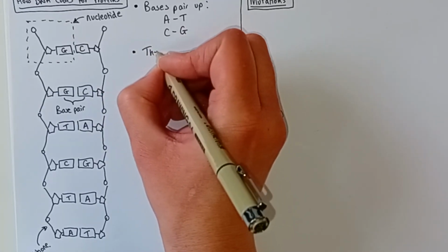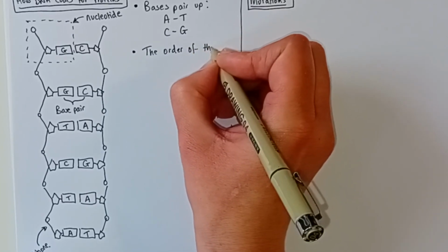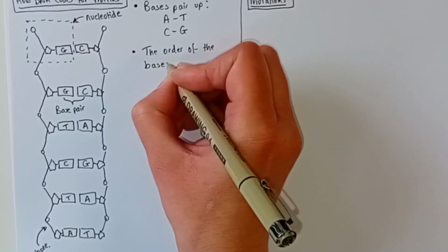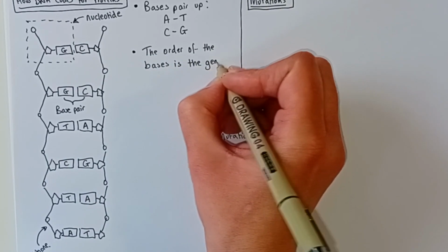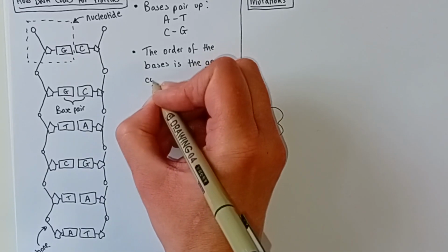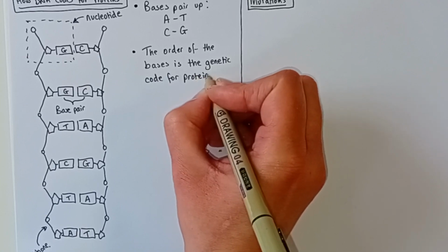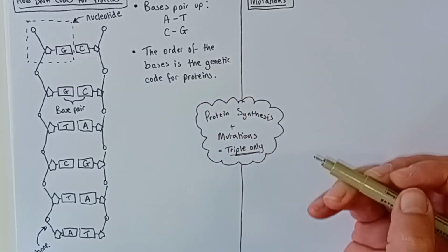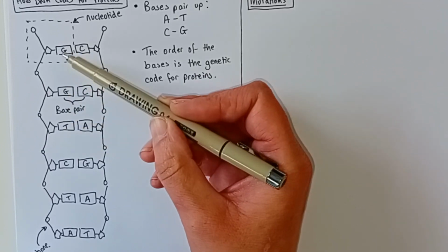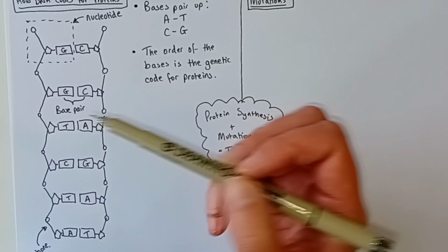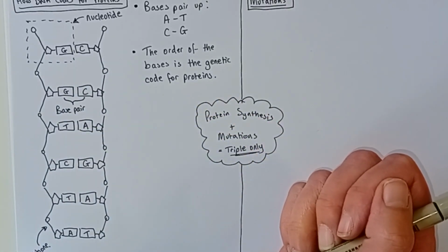So the order of the bases is the genetic code for proteins. So if the code is wrong, so instead of GGT it became GCT, then the protein would be wrong. All right, and that would be bad news because it probably wouldn't work.